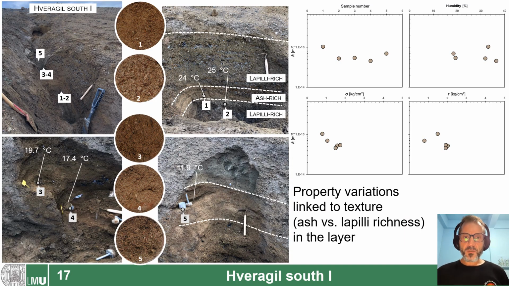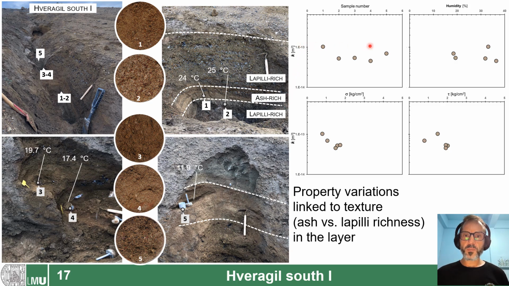At Kveragil South 1, within one eroded channel, the outcropping deposit consists of alternating ash-rich and lapilli-rich layers. Soil temperatures were consistently higher than the surrounding air, ranging from approximately 12 to 25 degrees C, indicating some thermal activity at depth.